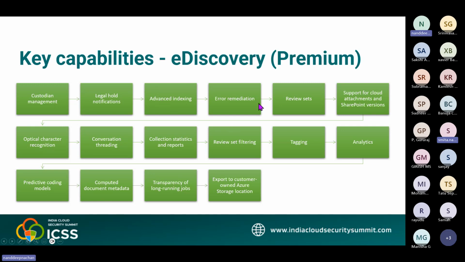Then error remediation. Fix processing errors using a process called error remediation. Error remediation allows you to rectify data issues that prevent eDiscovery Premium from properly processing the content during advanced indexing. And the review set: add the relevant data to a review set. A review set is a secure Microsoft-provided Azure storage location in a Microsoft cloud. When you add data to a review set, the collected items are copied from their original content location to the review set.